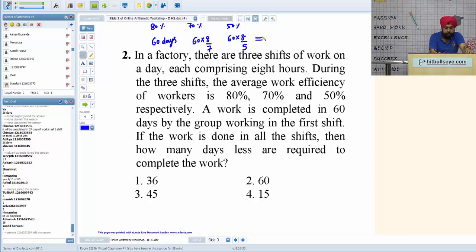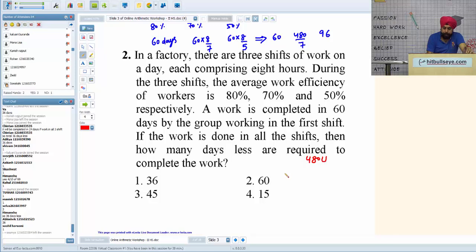So the number of days come out to be 60, 480 by 7 and 96. So students, the best approach after this should be to assume the number of units. Now the number of units, we should take a multiple of all that stuff, that is 60, 480 and 96. So let the number of units be equal to 480 only.